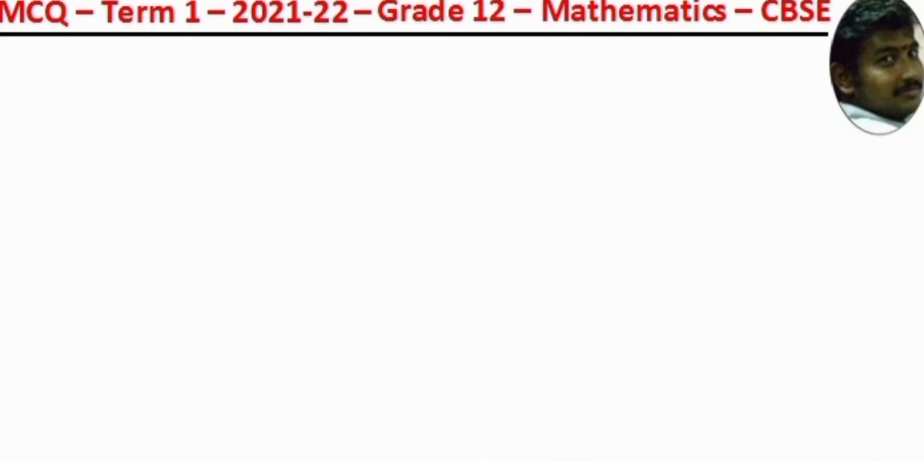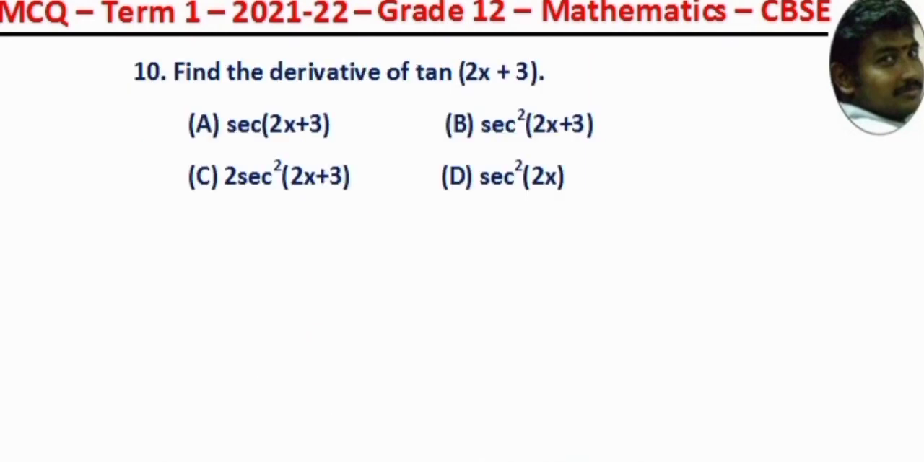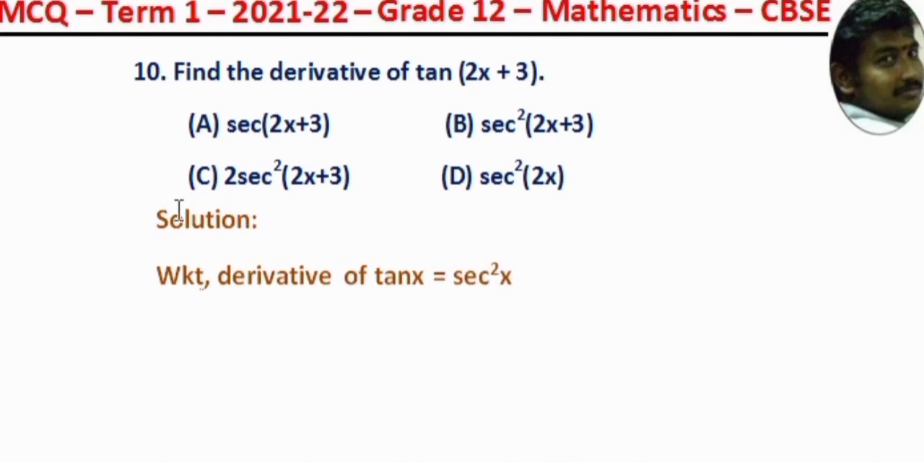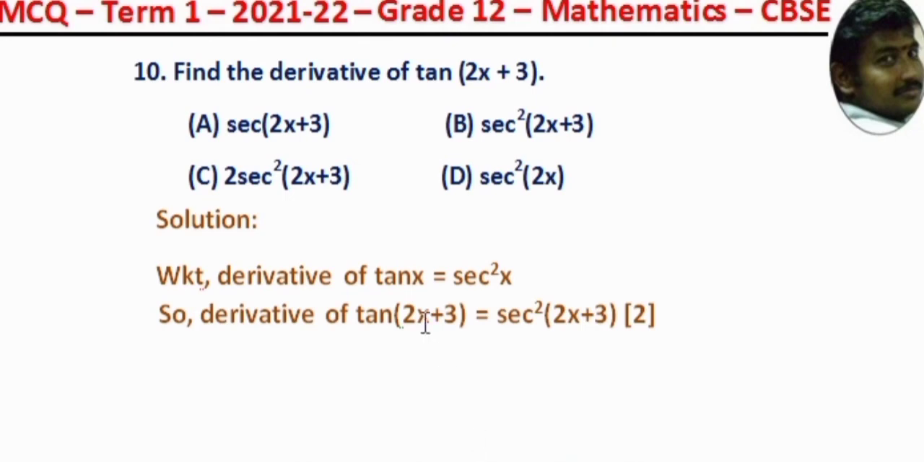Let's see the next question. Next question is find the derivative of tan 2x plus x. So there are four options. Which option is the correct one? Let us see. Here the derivative of tan x is secant square x. Already we know the derivative of tan x is what? Secant square x, that we know. So here the derivative of tan 2x plus x is secant square 2x plus x, but with respect to x, if you do, then 2 you will get. So the correct option is 2 times secant square 2x plus x. So option C is the correct answer.